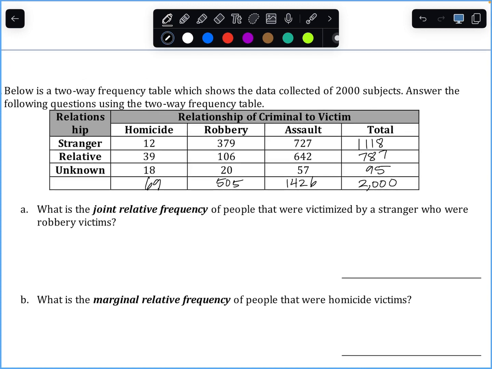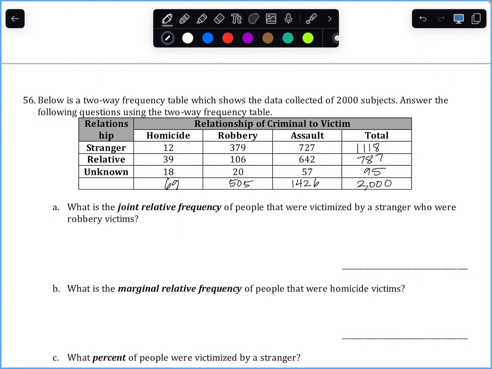Okay, so what is the joint relative frequency of people that were victimized by a stranger who were robbery victims? This one's a really good one because whenever you see joint, you should think of the two variables or the two incidents occurring, okay? So two occurrences happening: stranger and robbery. So that's everything but the totals. We're going to put them all over 2,000. It's part over whole. The total, or the whole, is 2,000 subjects.